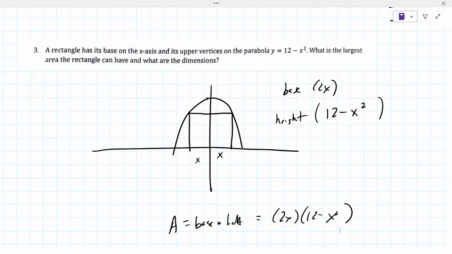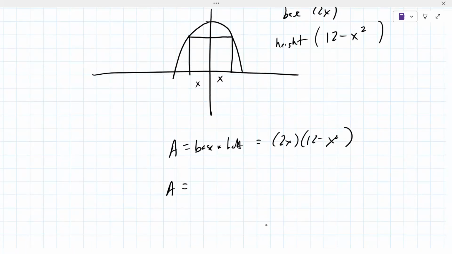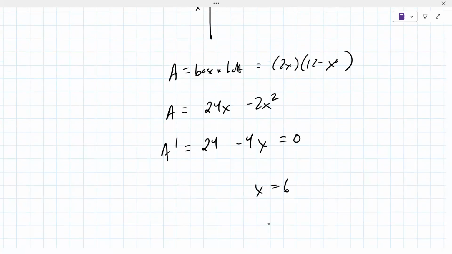Okay, so we want to take a derivative here. It'd be better to simplify, so it's 24x minus 2x squared, and now you have to take a derivative. The derivative of this is 24 minus 4x. All right, so I have to set it equal to 0. So x ends up being 6.